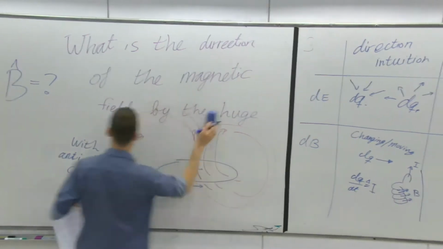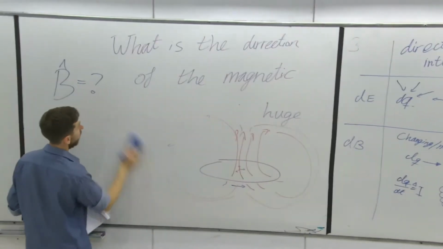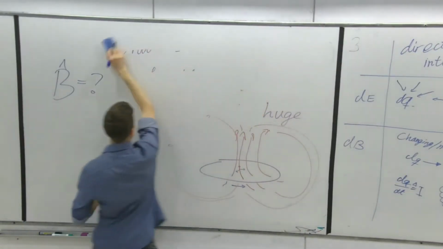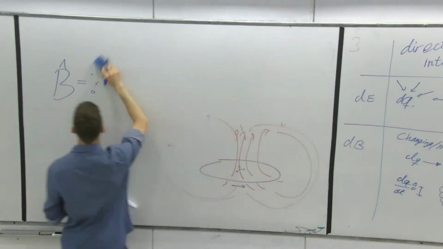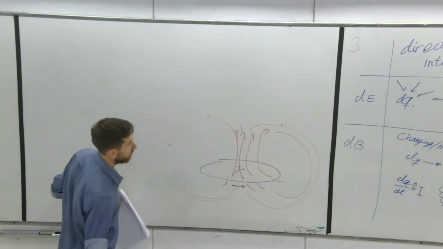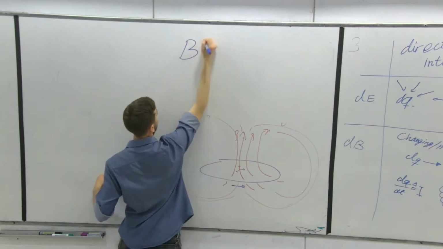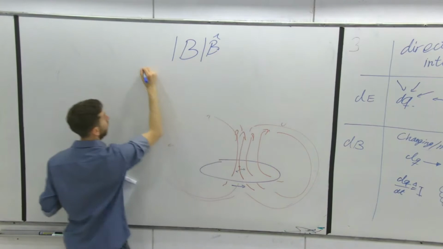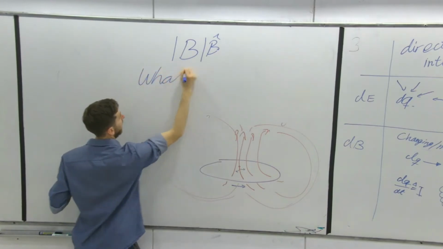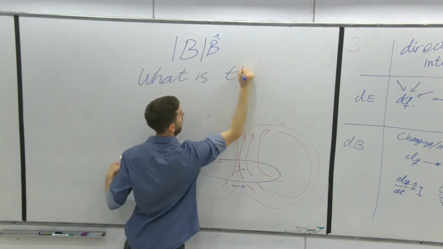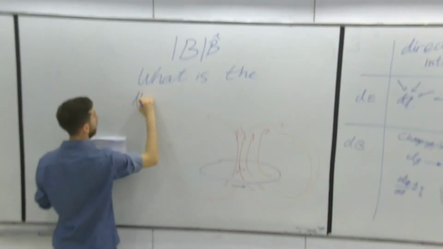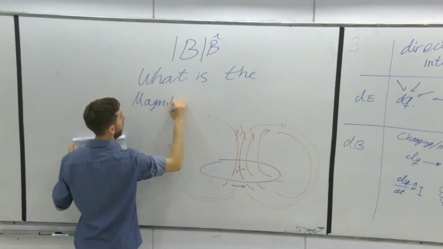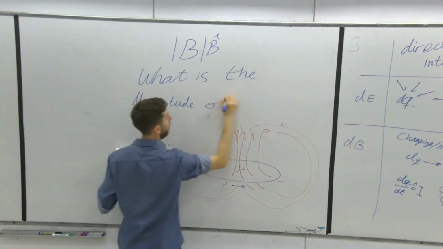So let me clean this. My question to you is, what is the magnitude of this magnetic field? How can we find it? Okay, so before I found the intuition for the direction, but I also want to know the magnitude, not only the direction. So what is the magnitude of B?